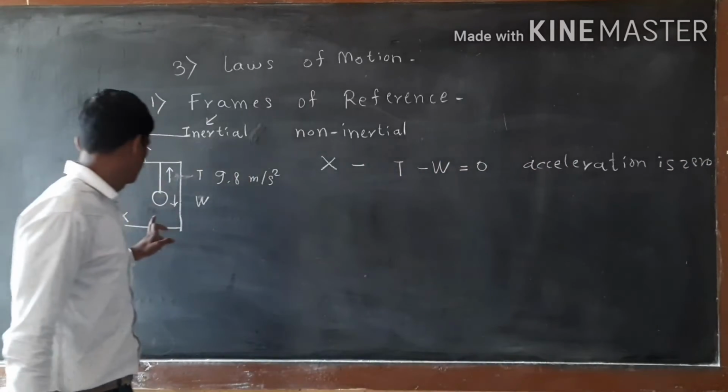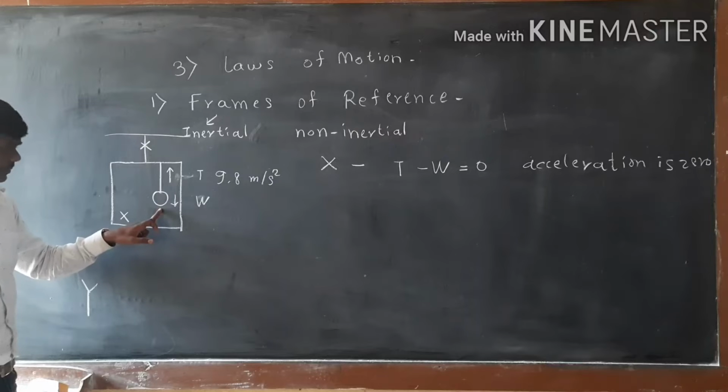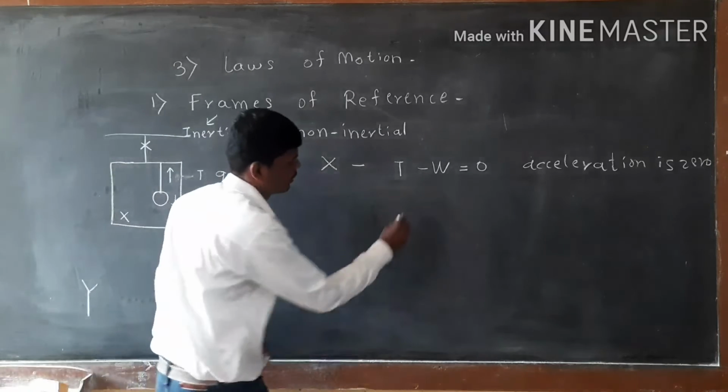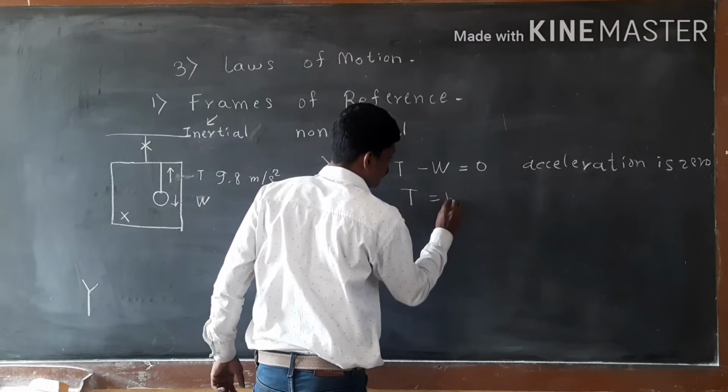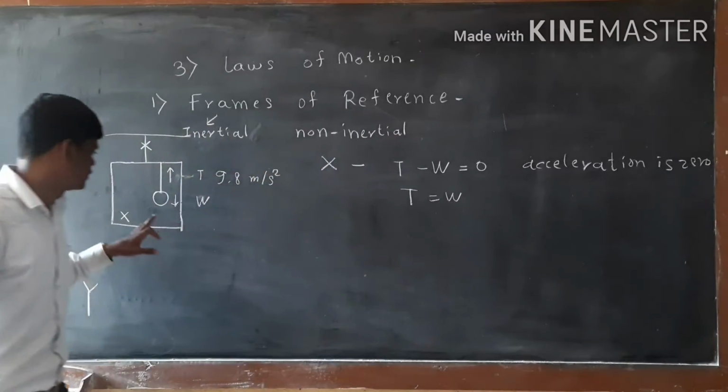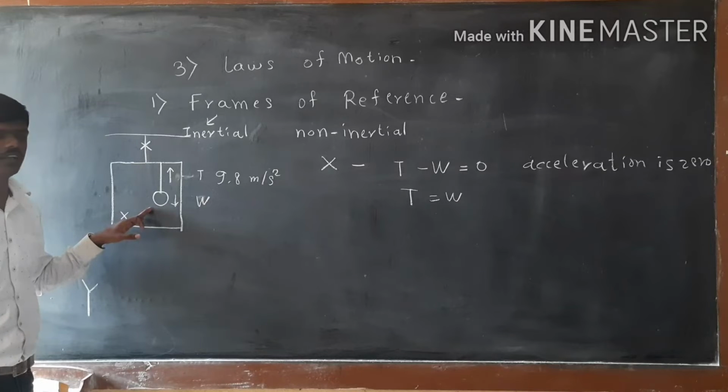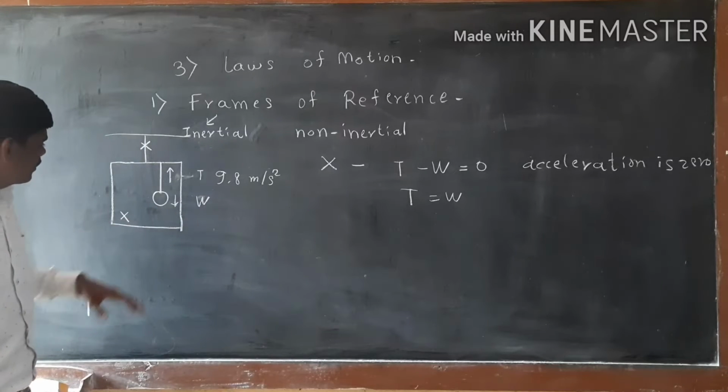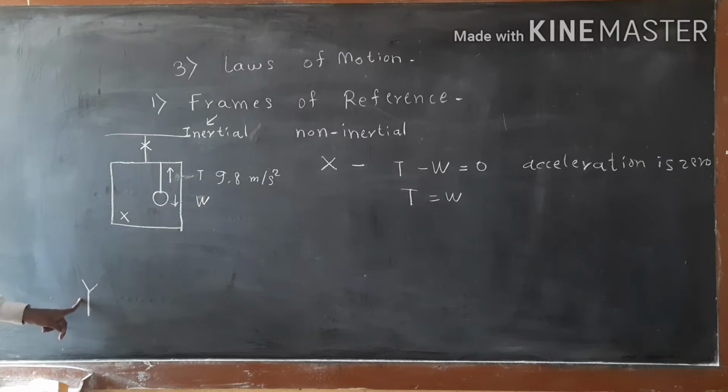So according to this observer, there is no force acting on this pendulum, because the force is balanced. We can say here P is equal to omega. So there is no force, and hence there is no acceleration. Now what will the observer Y observe?